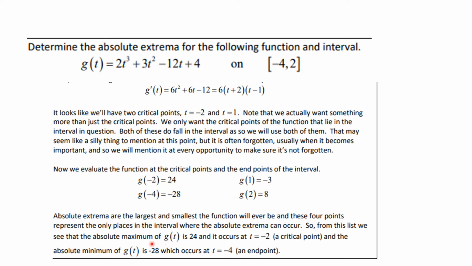So what we see is the absolute maximum of g of t is 24, and that happens at t equal minus 2. And the absolute minimum of g of t is negative 28, which occurs at t equal minus 4, an endpoint.